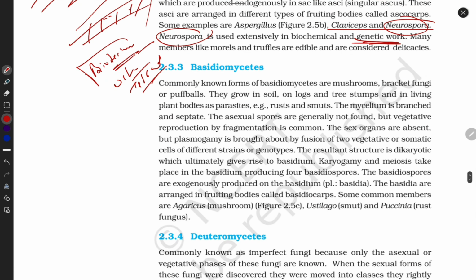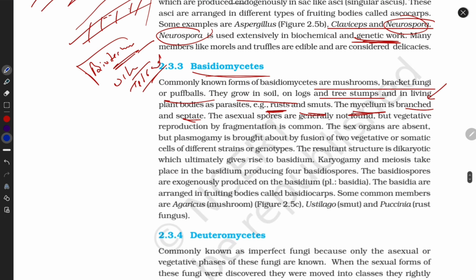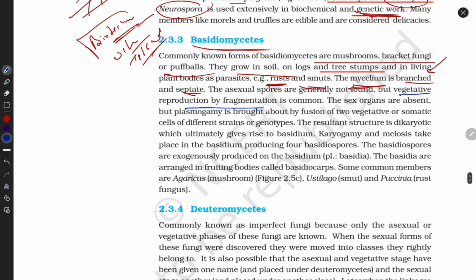Now, Basidiomycetes. After Ascomycetes, Basidiomycetes is another class. We can also commonly call them mushrooms, bracket fungi and puffballs. They grow in soils, logs and tree stumps. Their mycelium is branched and septate. Vegetative reproduction is by fragmentation.